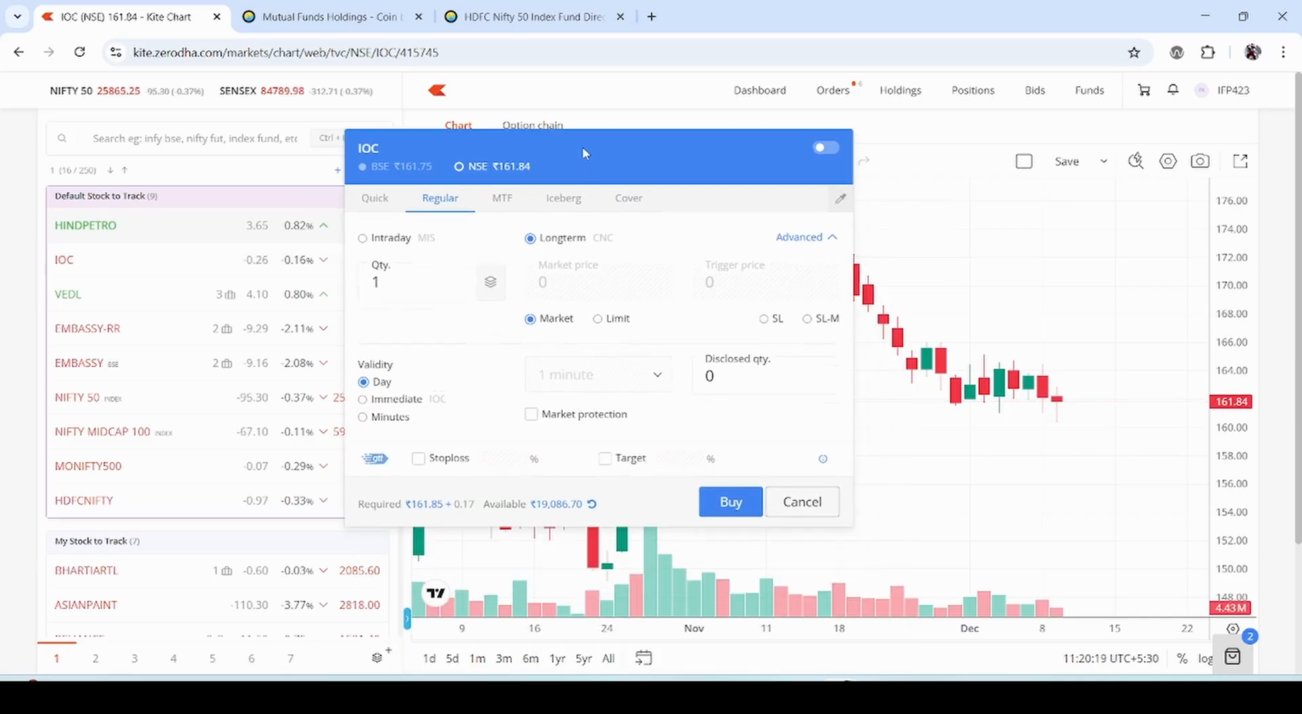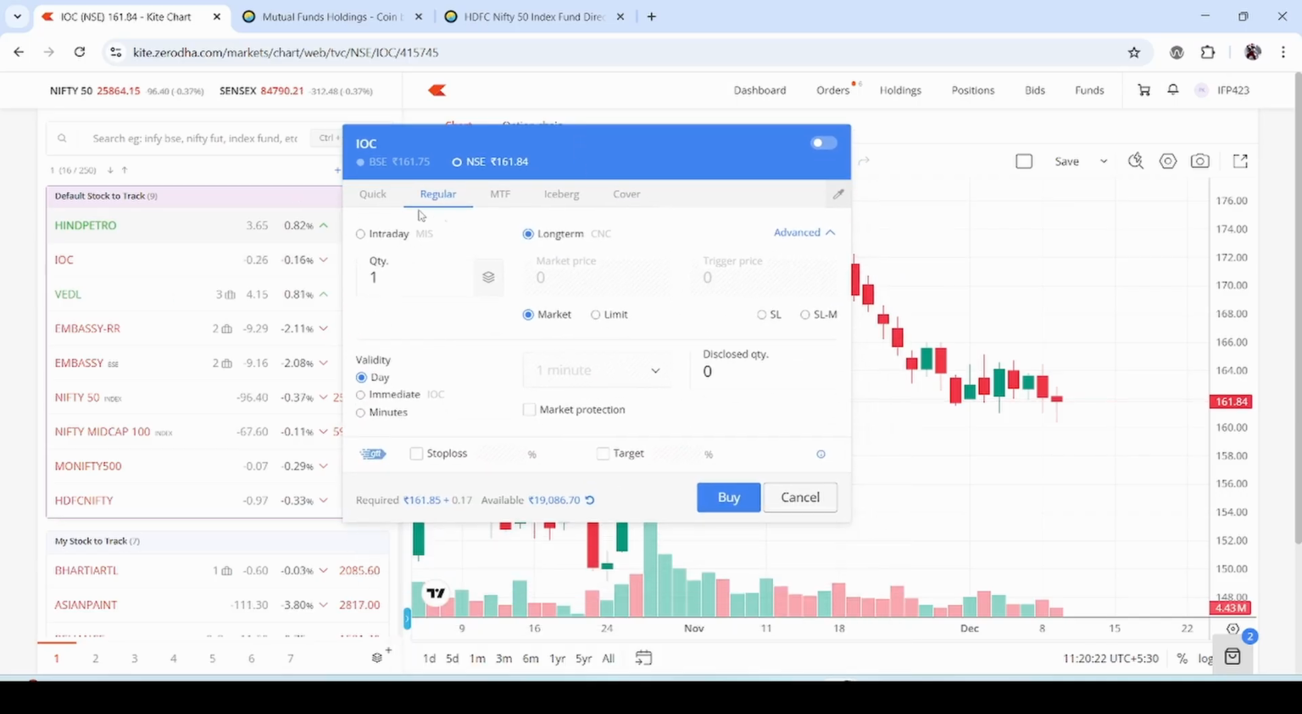Select how you would like to buy, like regular, quick, MTF, iceberg and cover. I will explain you in this video regular. So select regular, select the quantity you want to buy. Here also on the top you can see it is showing the current price is 161.90.